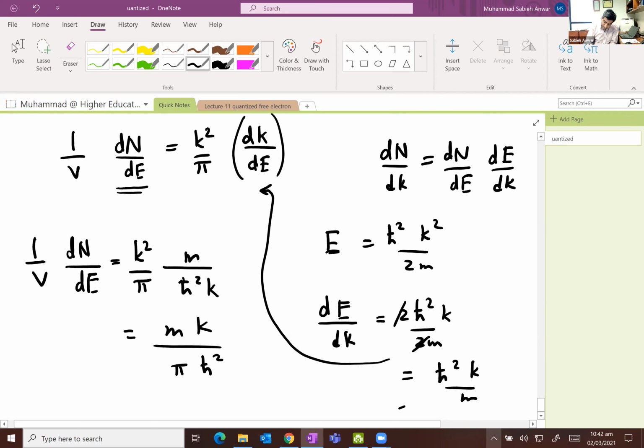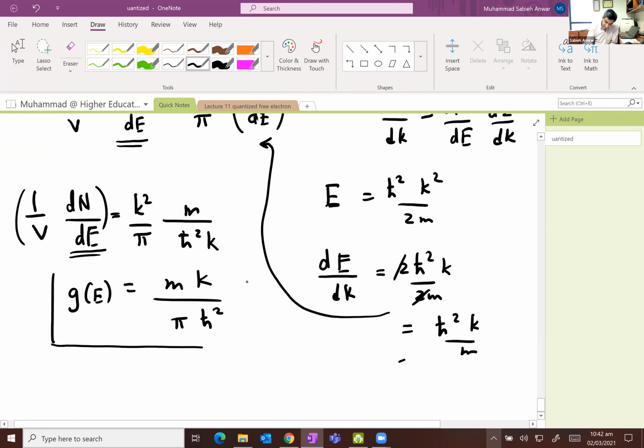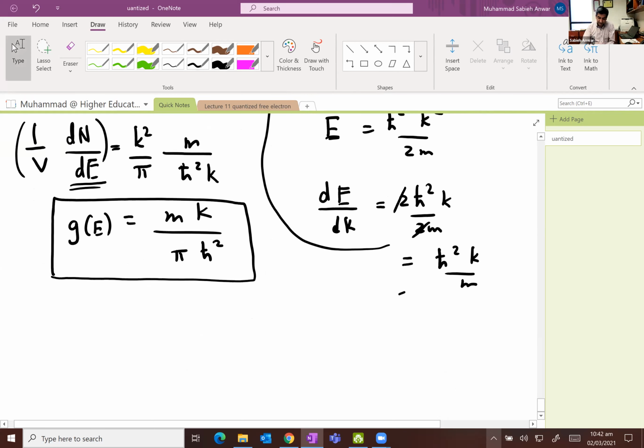Now let's call this dN over dE the density of states. Generally I would like to divide it by the total volume, so I call this thing g(E). The density of states is per unit volume. So this is my density of states, and I want to express this as a function of E. So I can always do that.